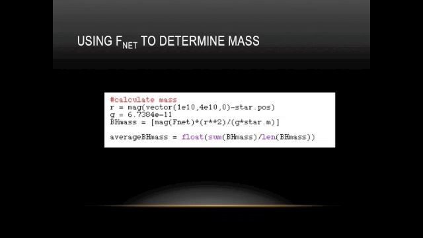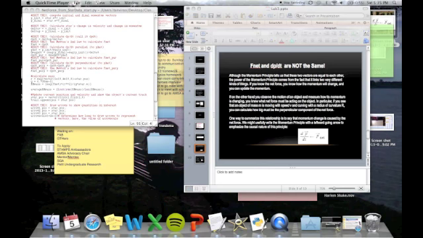Now, because at each position point the radius changed, because the star's orbit around the black hole is not necessarily a circle, the net force at each point was different. So to calculate the average, or the black hole's mass, I determined the average of all of these masses determined by net forces.